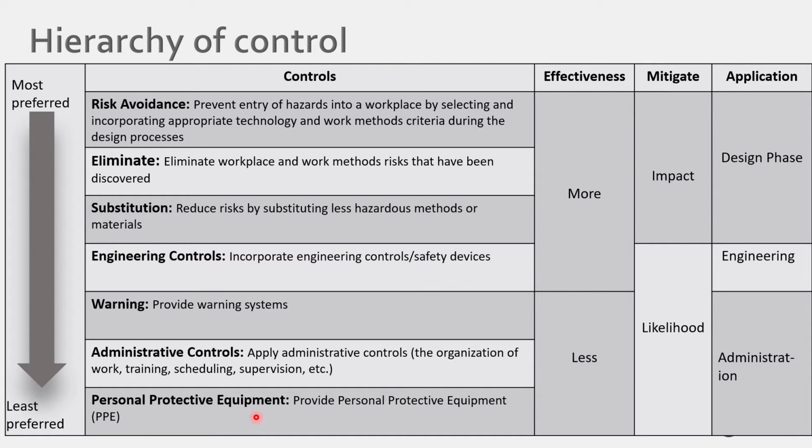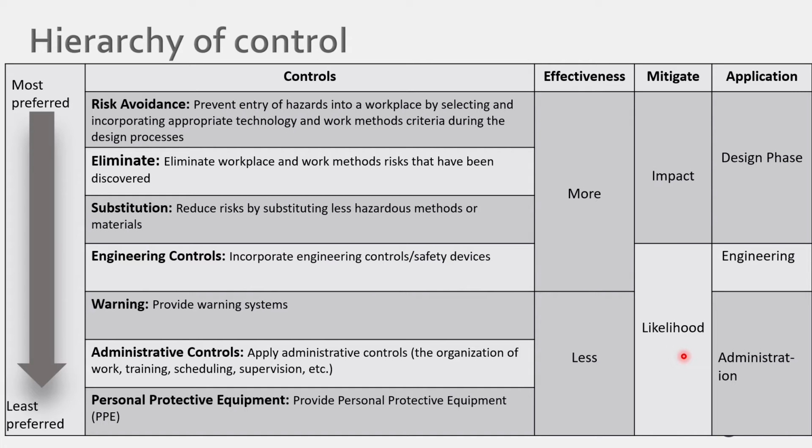Personal protective equipment. The last step of the control measures is providing personal protective equipment to the workforce in order to reduce the likelihood as well as the impact of the risk. So these three, warning, administrative control, and personal protective equipment, have less effectiveness. And these are going to reduce the likelihood of the risk. The probability of occurrence of the risk will be reduced here, because the last three control measures are dependent directly on human nature.